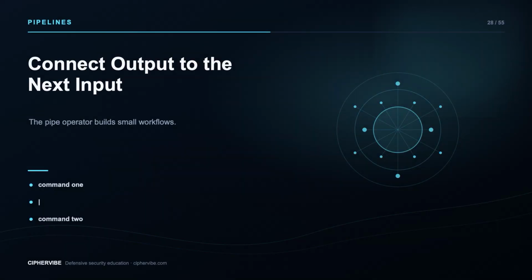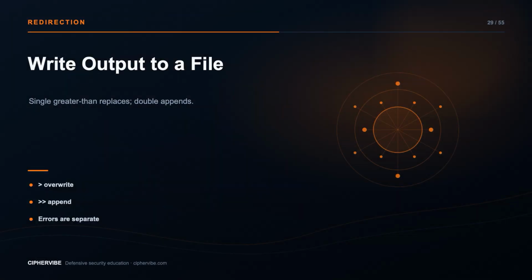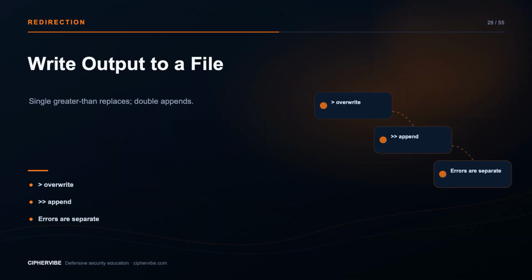Each stage should do one understandable job. A single greater than redirects standard output and normally replaces the destination file. Double greater than appends. Standard error is a separate stream. Inspect the destination path first, because an innocent-looking redirect can overwrite valuable data.